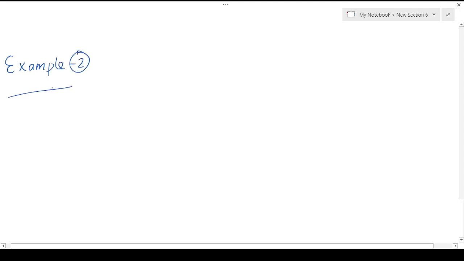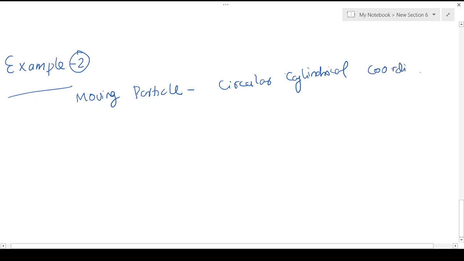Okay, so in example 2, here I will be considering a moving particle. Again I am considering a moving particle here. Okay, so let me consider the circular cylindrical motion of this one, in circular cylindrical coordinates. Okay, for the particle in the xy plane in cylindrical coordinates, we could simply represent that. First of all, the kinetic energy in cylindrical coordinates, if I represent.